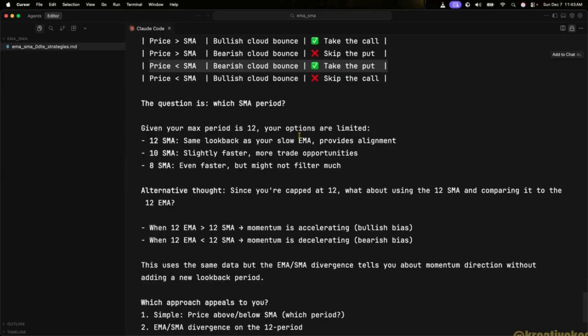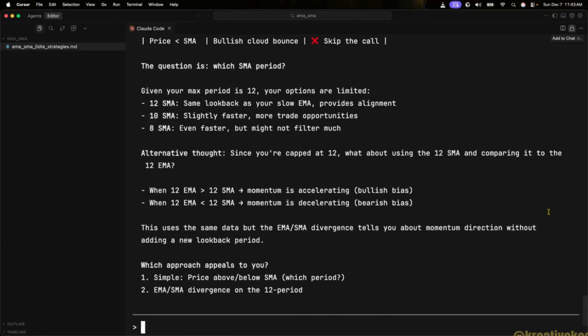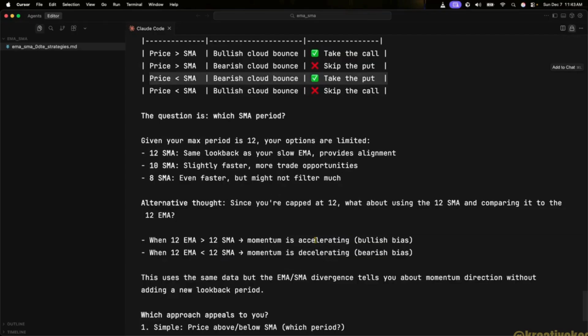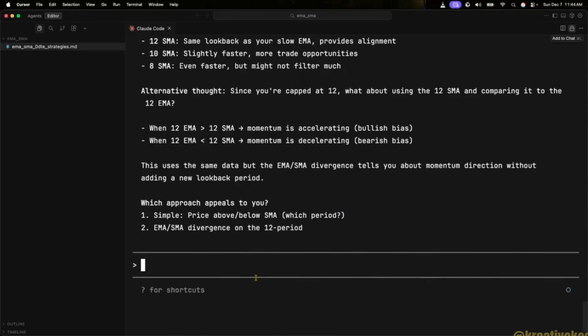Given your max of 12 periods, your options are limited. 12 EMA looks back at your slow EMA, provides alignment. 10 SMA is slightly faster, more trade opportunities. 8 SMA is even faster, but might not filter too much. Alternative thought: since you capped at 12, what about using a 12 SMA and comparing it to the 12 EMA? That's interesting. We can do that. I like that.